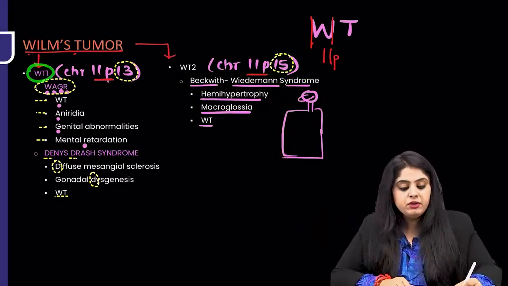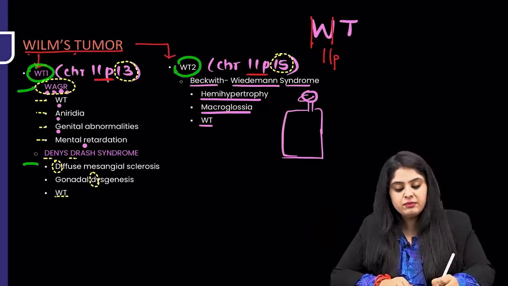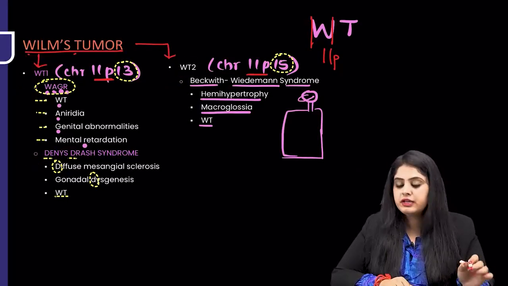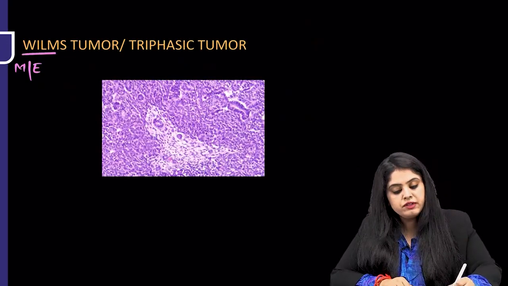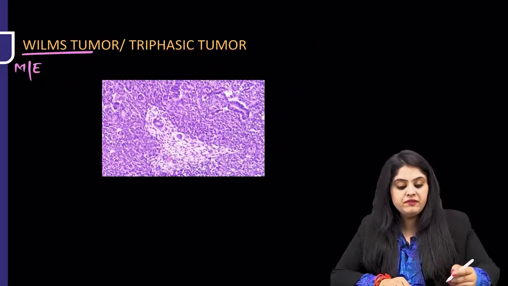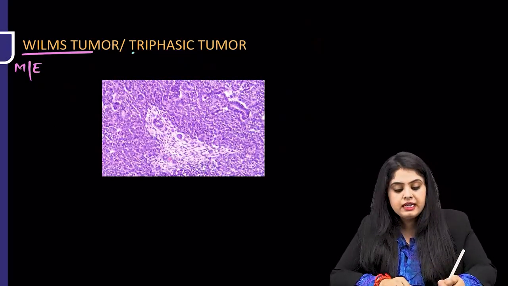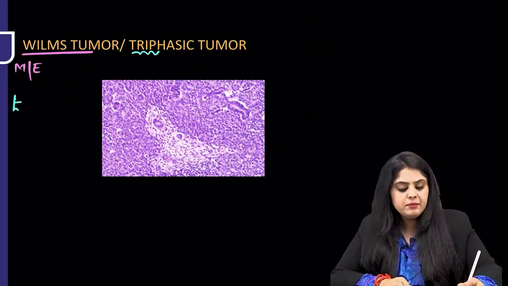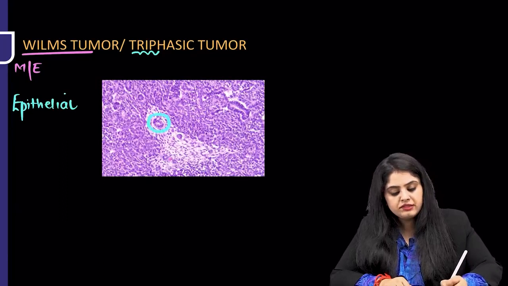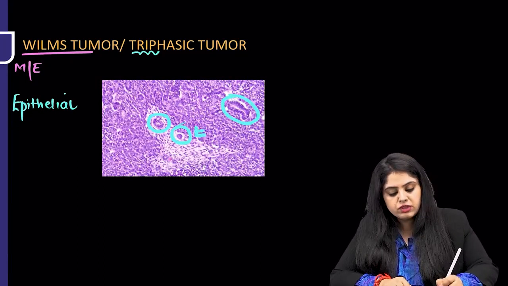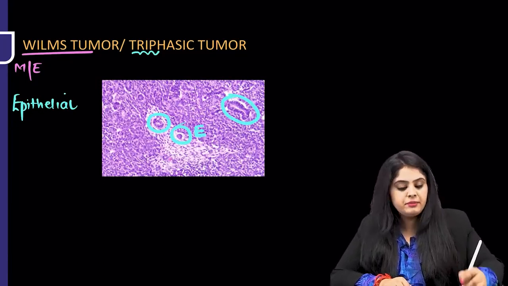So simple. For WT1 you have WAGR and Denys-Drash. WT2 is Beckwith-Wiedemann syndrome. So you're done with the genetics. You just need to know that under microscopic examination, Wilms tumor is a triphasic tumor. When I say triphasic tumor, it will obviously have three things. Number one, it has the epithelial component. The epithelial component is seen as these round structures, these tubules that you see.